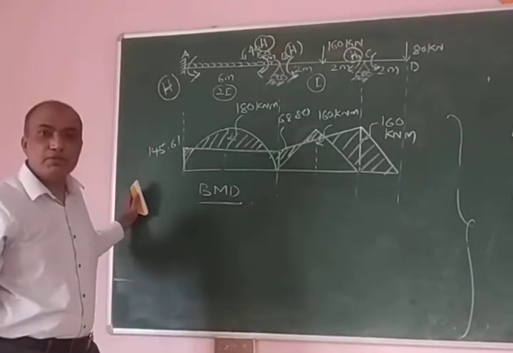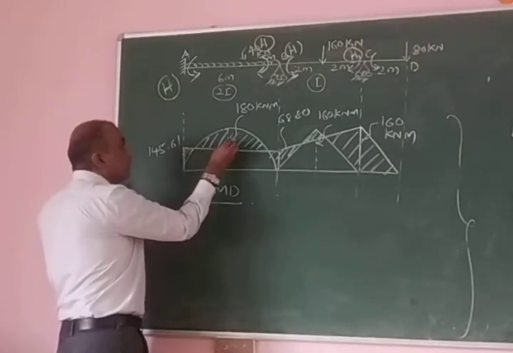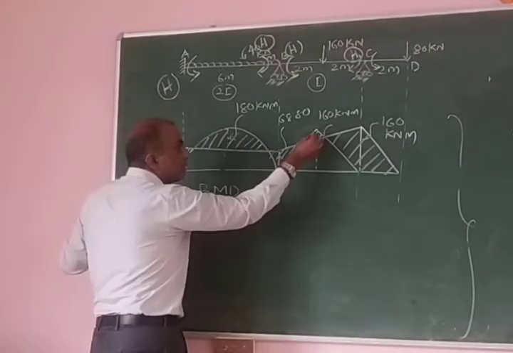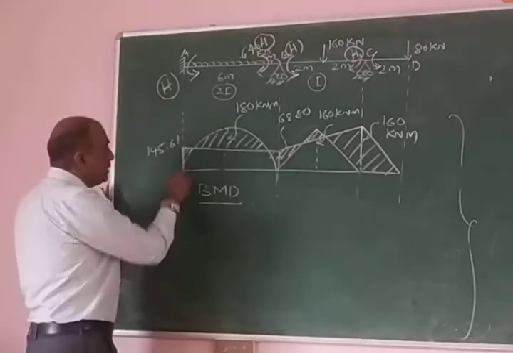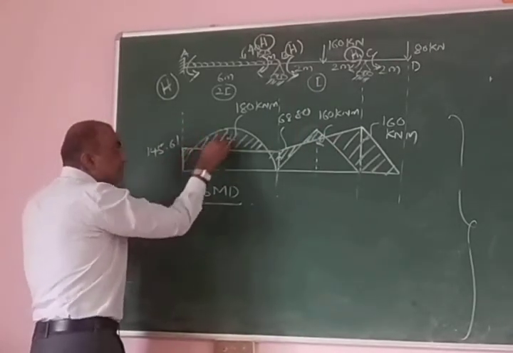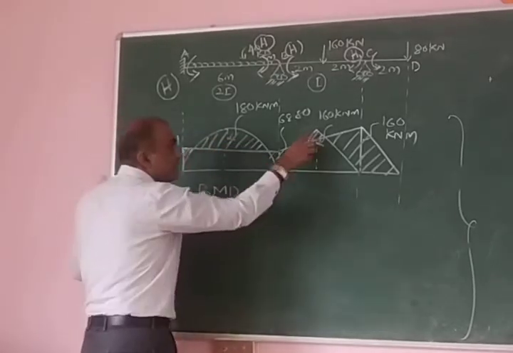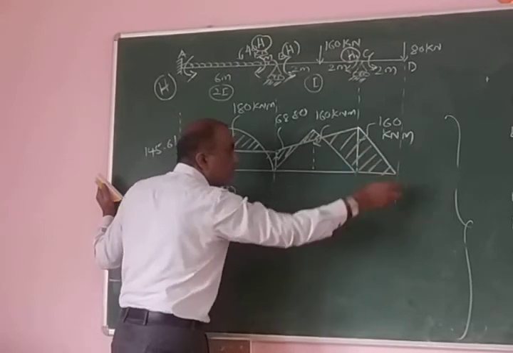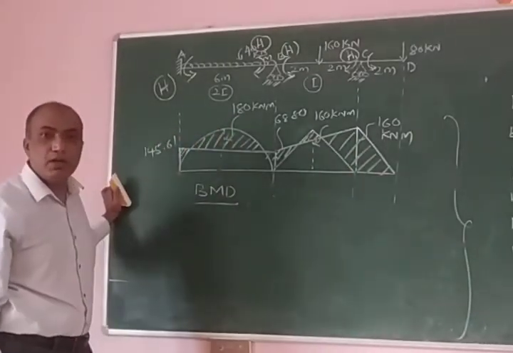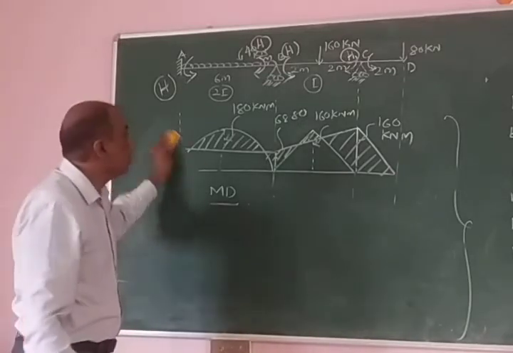This is the concept of drawing BMD. So you can call this hogging, this sagging, hogging, sagging, hogging. That means this hatched diagram is the resultant hogging diagram. This is the sagging portion, and this complete is the hogging portion. So this is your BMD or bending moment diagram. Okay. Now let us go and do the shear force diagram.